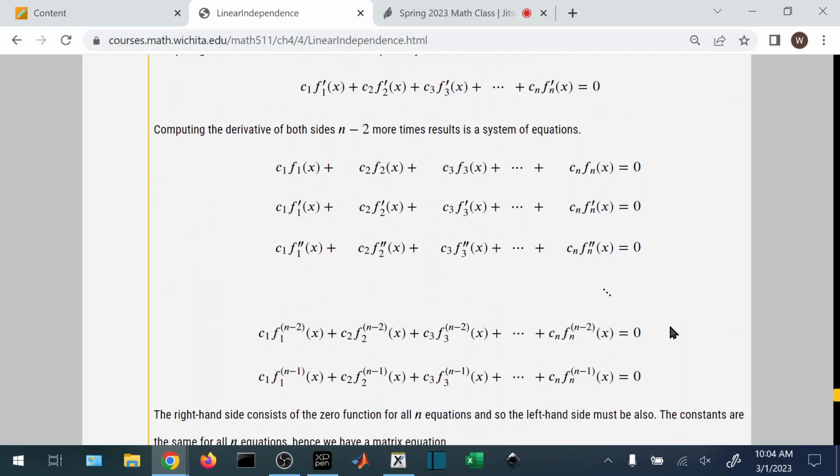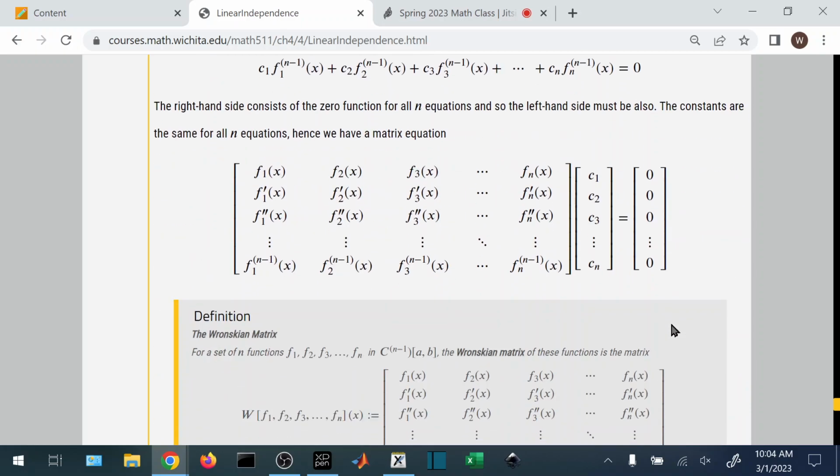Okay. So, what if I differentiate both sides n minus 1 times? Don't I get n equations and n unknowns? The unknowns are the c's. So I get this, and that's a square matrix. And if its determinant is equal to 0, then it's singular, and I know that they're linearly dependent.